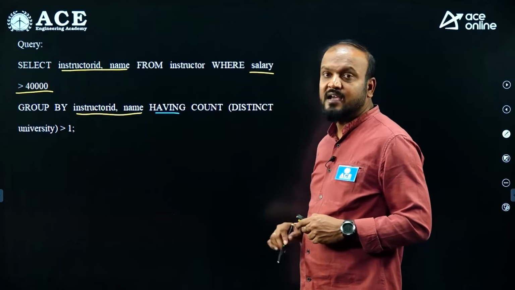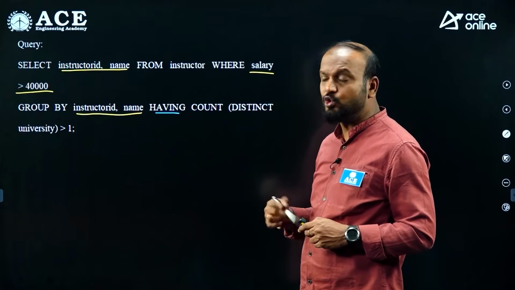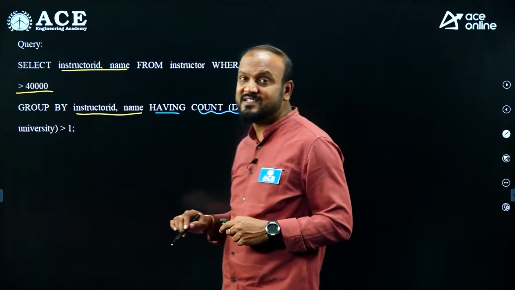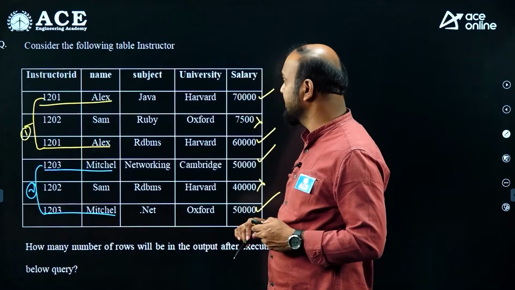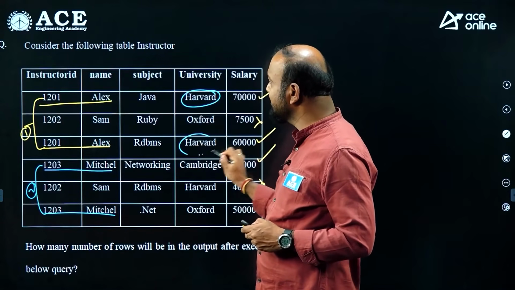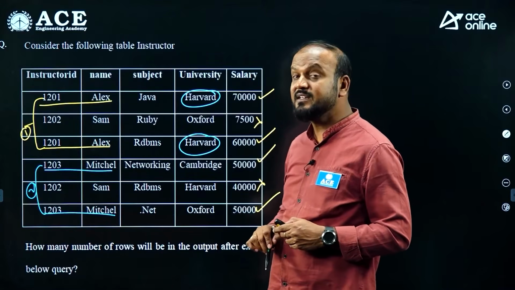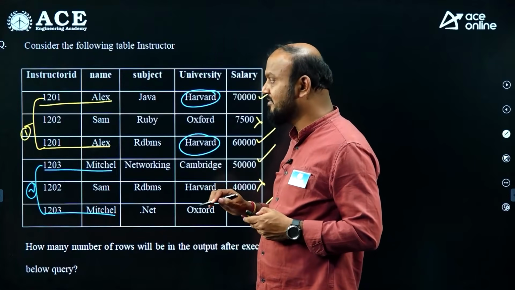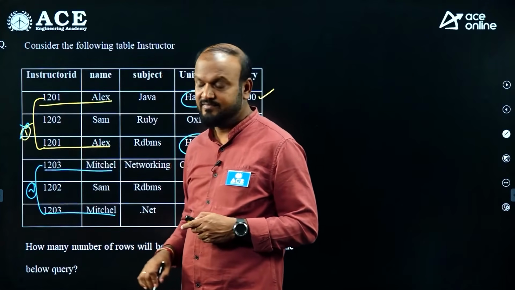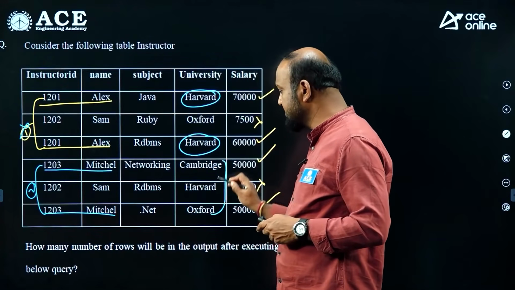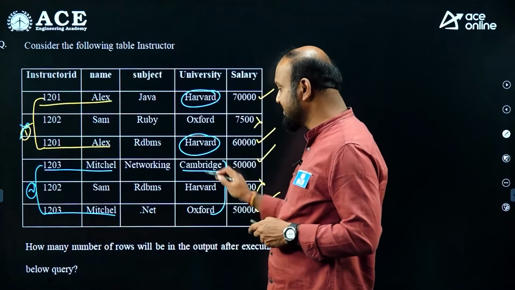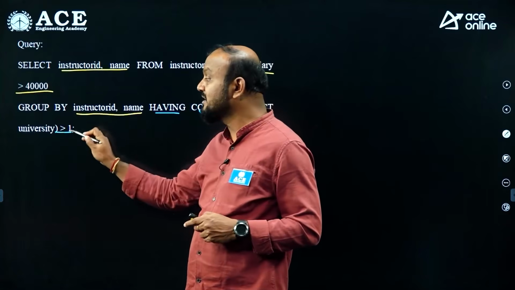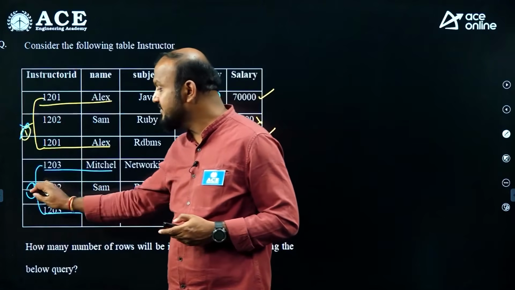Again, come back to the question. Having is there. After the 2 groups are formed, it selects a group with the condition count of distinct university greater than 1. Now, go ahead with the table. What are the universities? Harvard, Harvard. The distinct university is Harvard, 1. And that count is 1, right? The condition greater than 1 is false, so this group is not going to be selected. But when it comes to these 2 tuples, what is the count of distinct universities? Cambridge and Oxford. So the count of distinct universities is 2, and the condition 2 greater than 1 is correct. So this group is going to be selected.